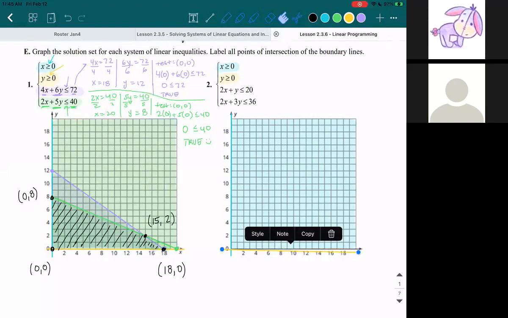Let me fix that a little bit. It's lagging. Okay, it's lagging. Well, there we go. Okay, good enough. And then since it says greater than, we're going to shade above.